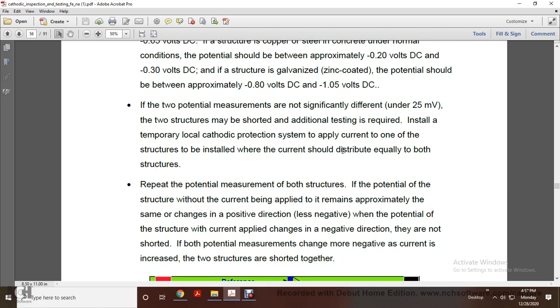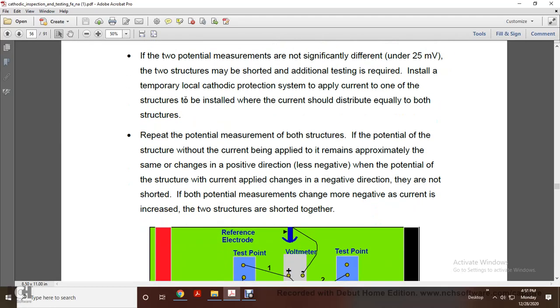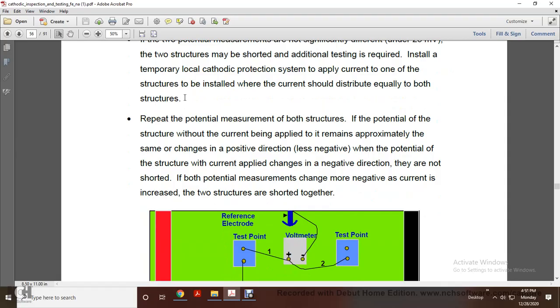If the potential measurement is not significant, under 25 millivolts, the two structures may be shorted. Additional testing is required. Install a temporary local cathodic protection system to apply current to one of the structures, where the current should be distributed equally to both structures. Read potential measurements of both structures.